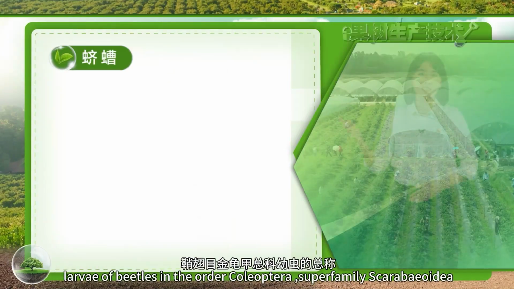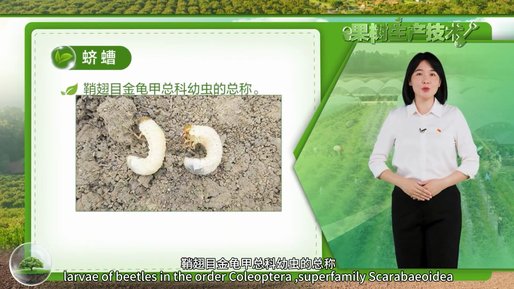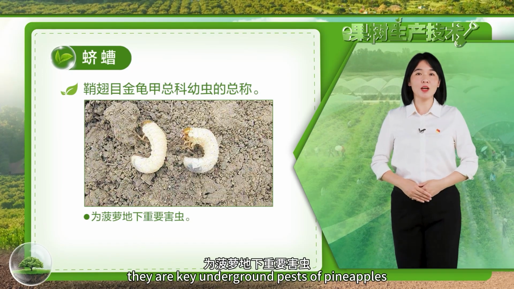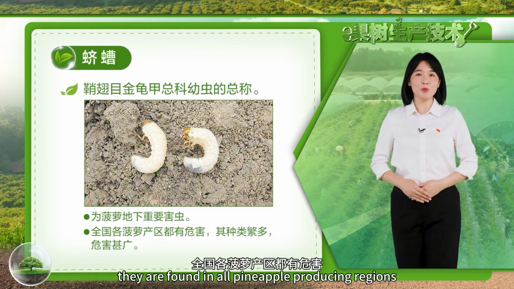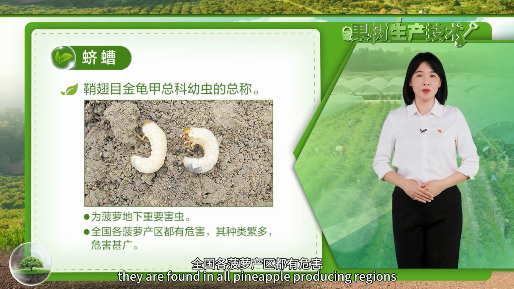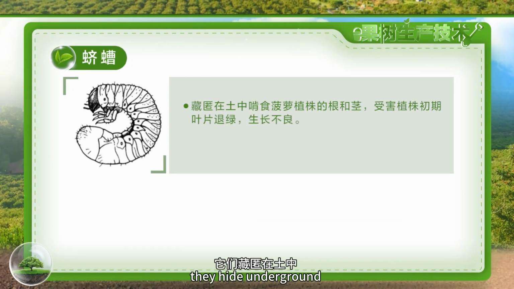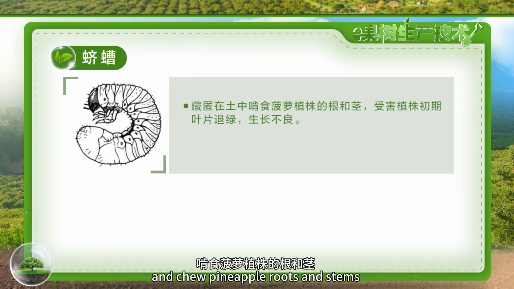White grubs are the larvae of beetles in the order Coleoptera, superfamily Scarabaeoidea. They are key underground pests of pineapples. They are found in all pineapple-producing regions. They are diverse and widespread. They hide underground and chew pineapple roots and stems.